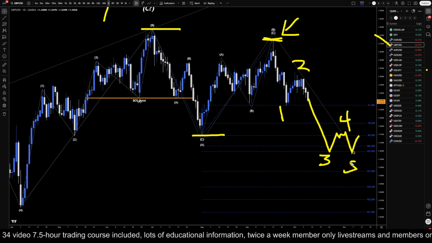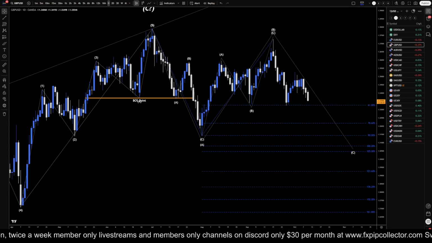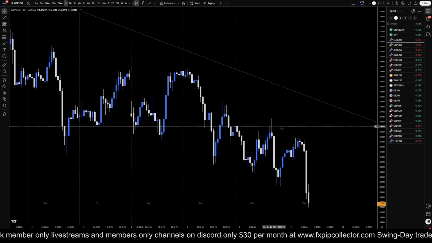The target for a regular flat is normally the 100%, sometimes the 90%, or the 105. So that gives us a pretty good area to look for a reversal back to the upside. But for now, definitely looking for shorts on shorter time frames.